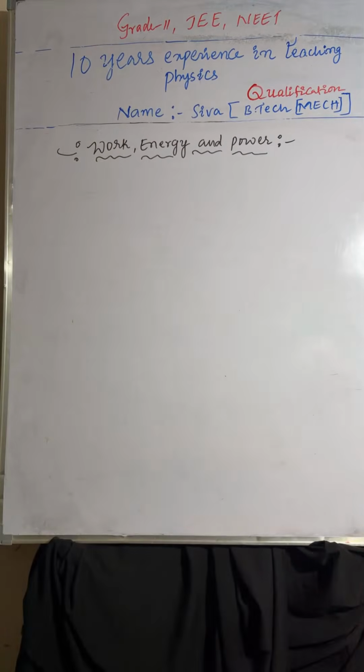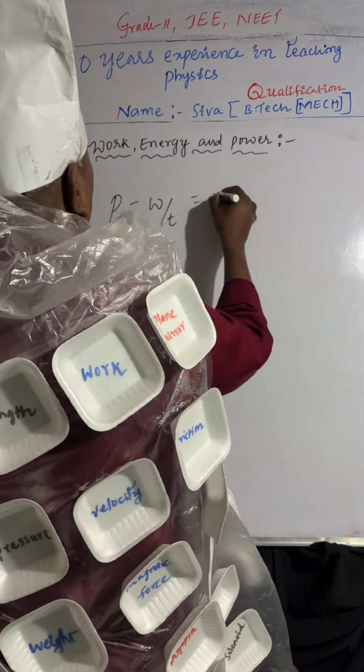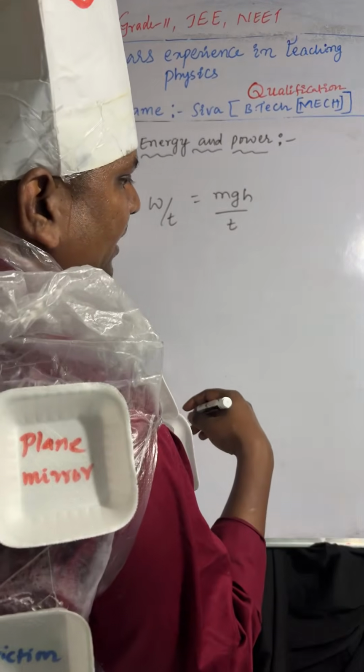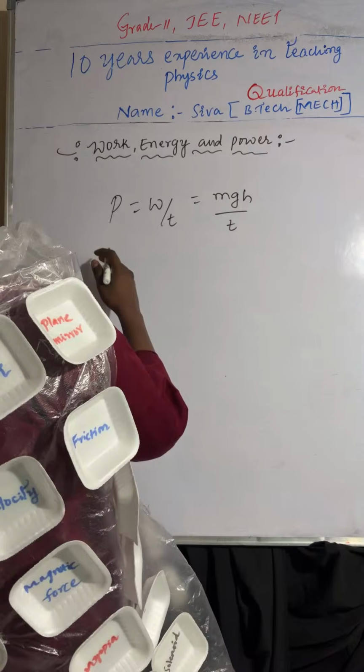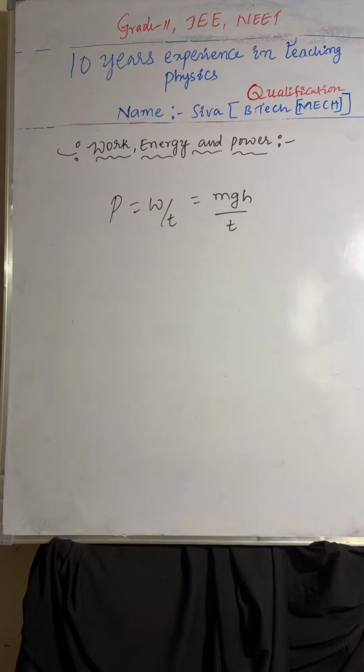So next one, I'll discuss power. The rate of doing work is called power. P equal to W by T. So we know W equal to mgh, so P equal to mgh by T. According to the problems, we can change the formulas. The SI unit of power is what? Watt. 1 horsepower equal to 746 watt. I hope it is very clear. So that is about power.